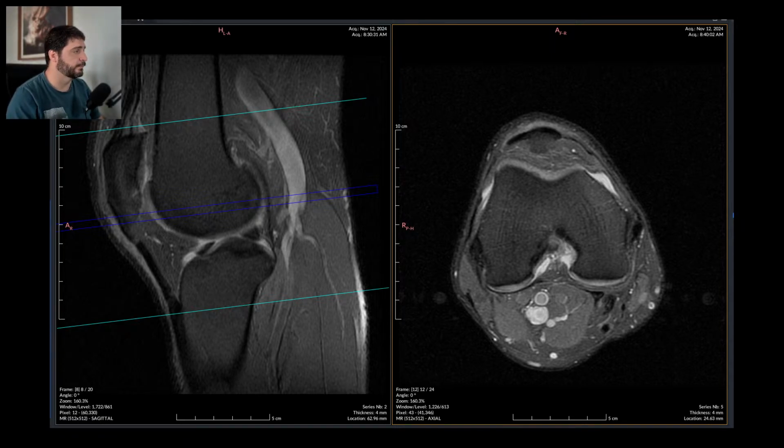This is it. Small articular effusion and synovitis right there, and thickening and diffuse signal intensity changes on the proximal extremity of the patellar tendon and the distal extremity of the quadriceps tendon.